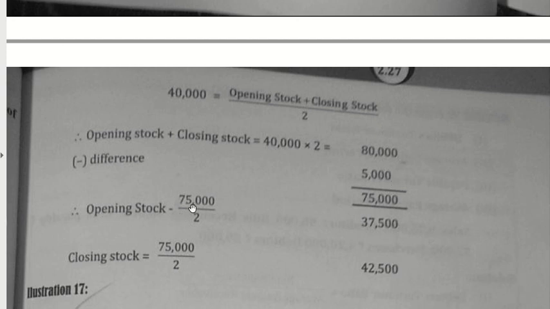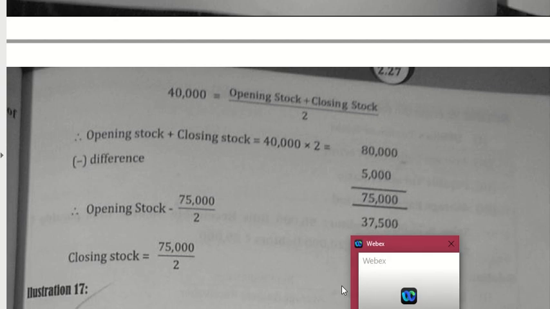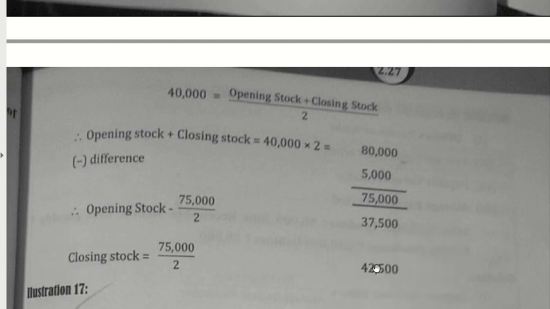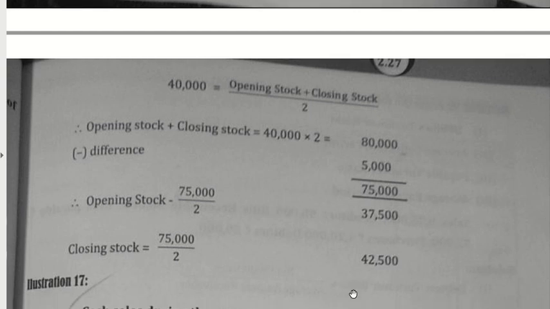So opening stock is what? 75,000 divided by 2, 37,500. Closing stock is what? 42,500. How do you get this 42,500? They are telling closing stock and opening stock difference is 5,000, right? So 75,000 divided by 2 is 37,500. So if you consider opening stock to be 37,500, then the closing stock is 37,500 plus 5,000, which is the difference. So you get 42,500 as your answer.